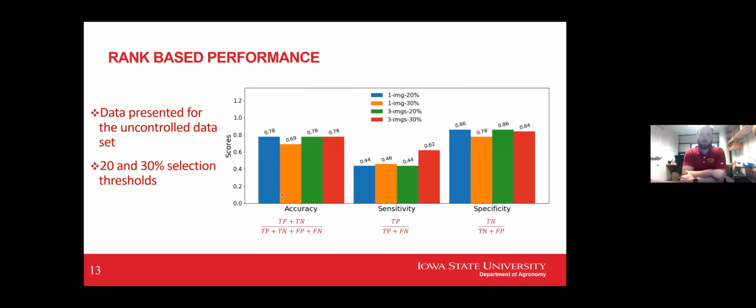But as a breeder, my primary focus isn't always on exactly how well I can estimate yield. It's more on how do I rank my lines, and can I accurately select the lines that should be advanced and accurately discard the lines that are not my top performers. So here we're representing just the rover acquired data set, the uncontrolled data set, using 20 and 30% selection thresholds as estimates of what a breeder might use, saying I only want to keep my top 20% or top 30% of lines.